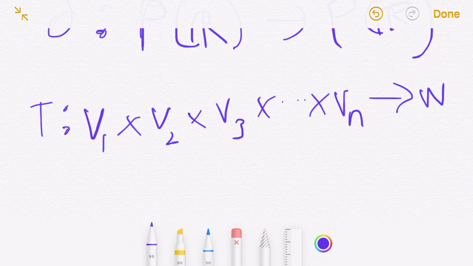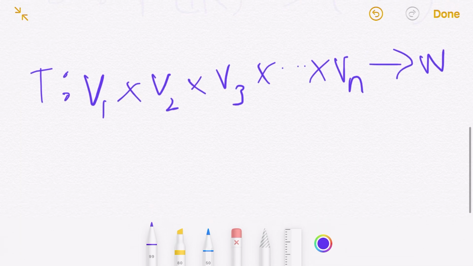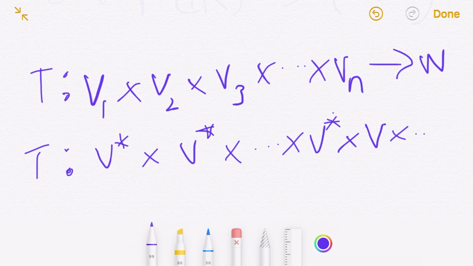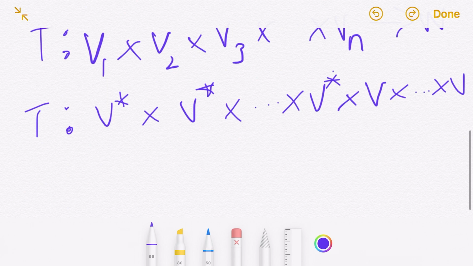So tensors are a special type of multilinear map. I've been calling everything T, my goodness. Okay, so this is a tensor. Over here, star means dual space. So this is a Cartesian product of a bunch of dual spaces of the same vector space, together with a Cartesian product of the same vector space. And this gets sent to R.